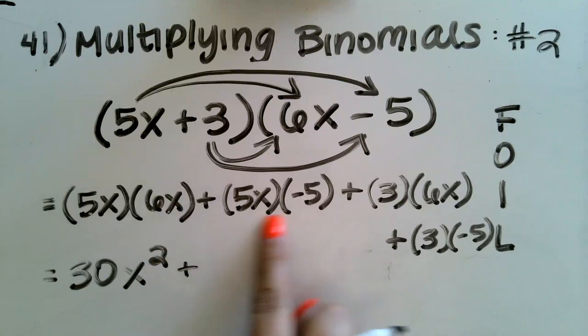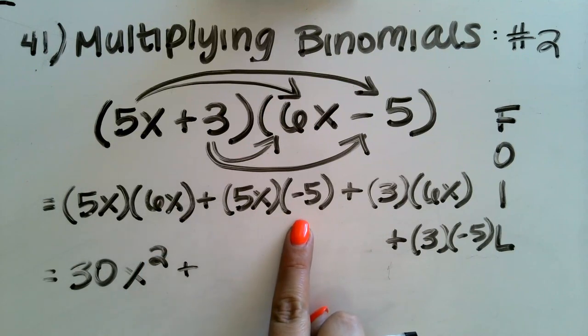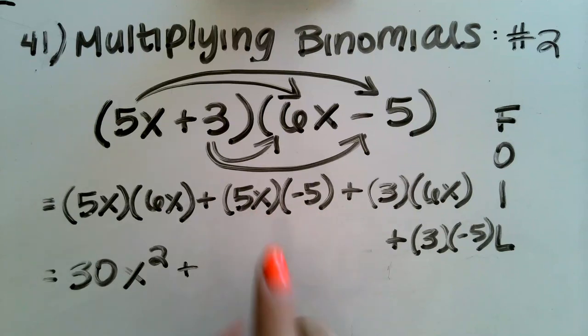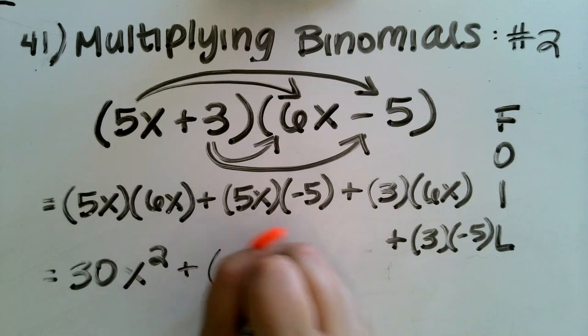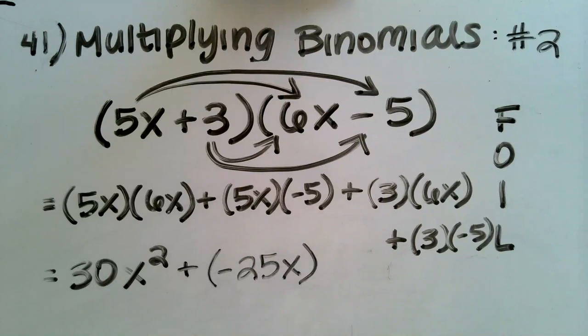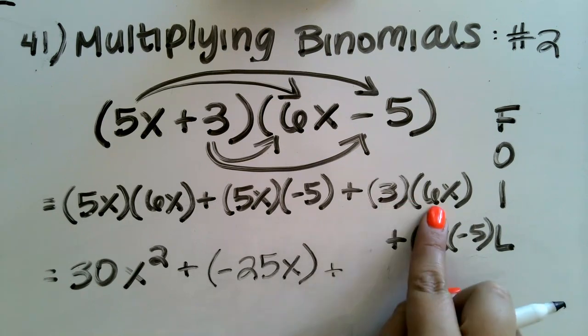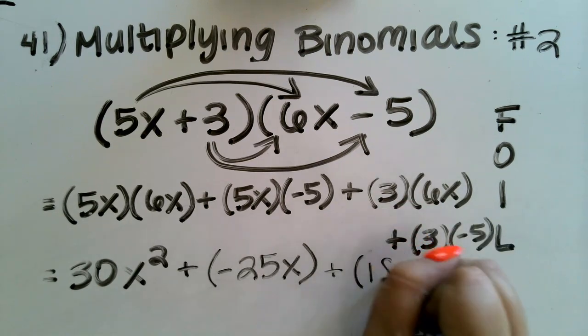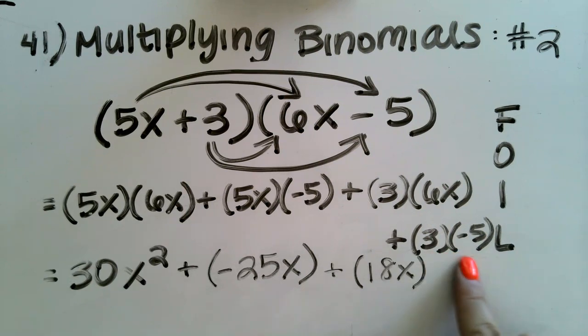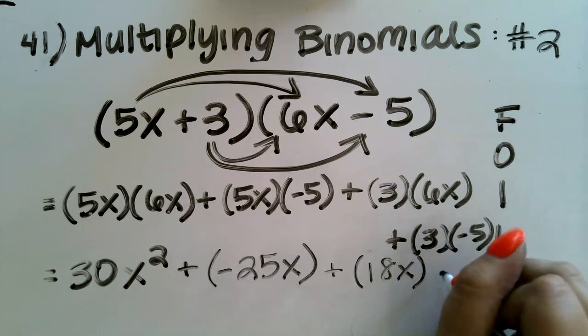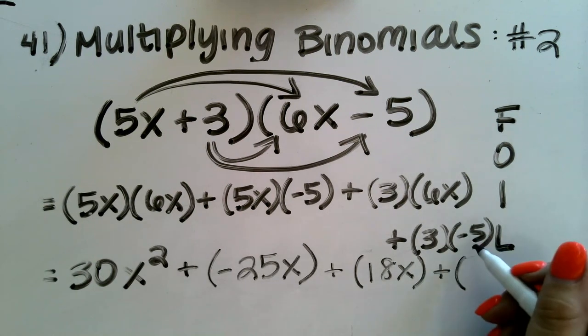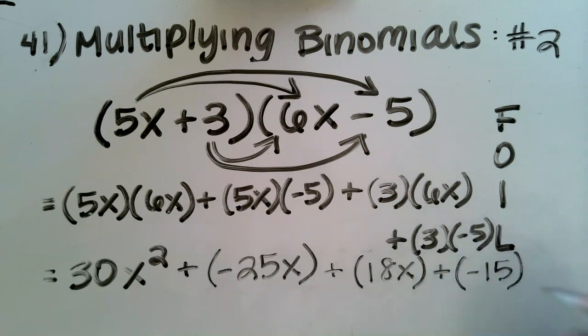Again, adding together, we are going to multiply 5x times that negative 5. And remember, we're multiplying a negative by a positive, so we know it's going to be a negative. Use those parentheses. Minus 25x plus this third term here, 3 times 6x, 18x. And then finally, this last term here is 3 times negative 5. Again, using those parentheses because I know it's going to be a negative 15.